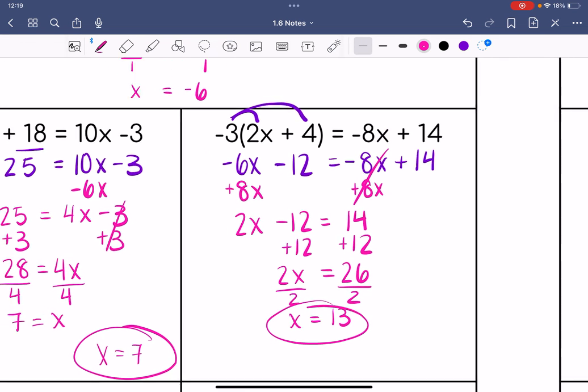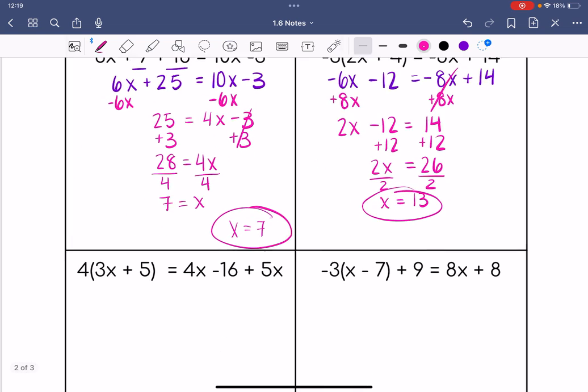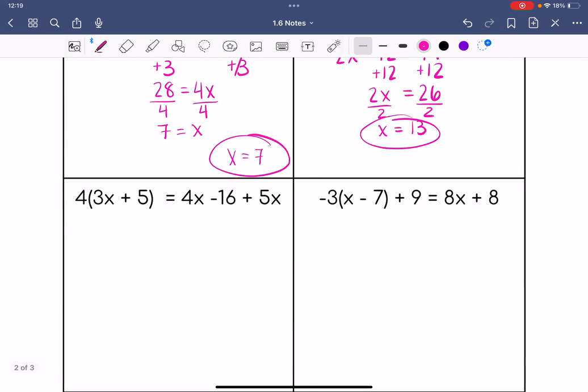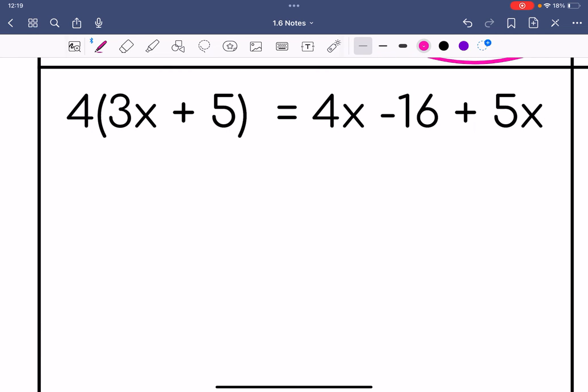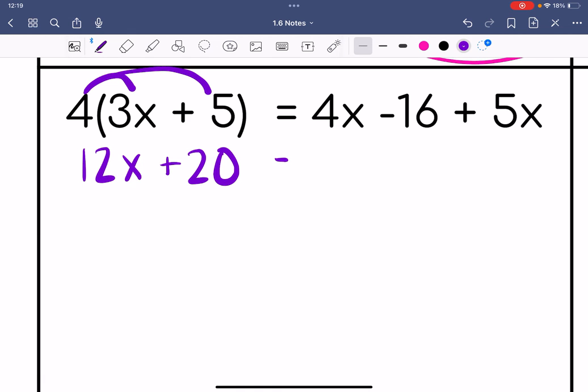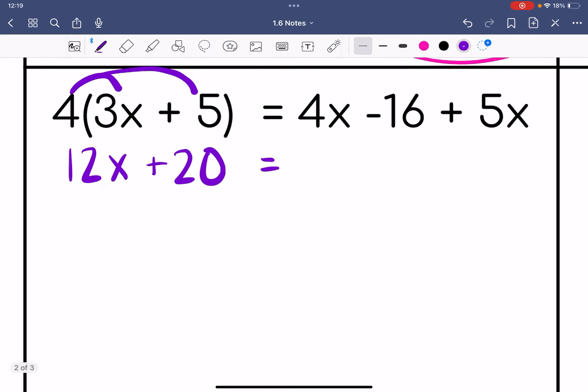Okay. We've got 2 more problems to see. I believe they are ones where we have to both combine like terms and distribute. So in this one, on the left side we have to distribute. So let's do that. 4 times 3x is 12x. Remember, we're multiplying. 4 times 5 is 20. On the right side, we've got like terms that need to be combined. So I can combine this 4x, 4x, and that 5x together. 4 plus 5 is 9. So I get 9x minus 16.